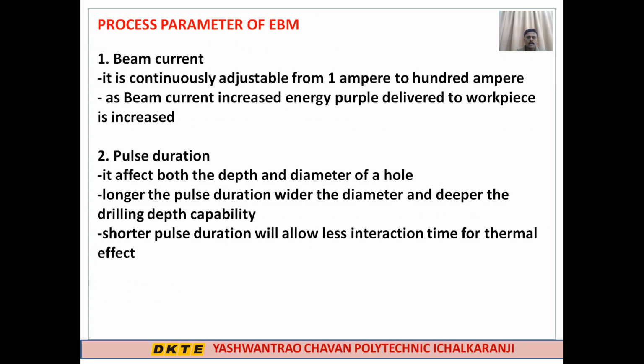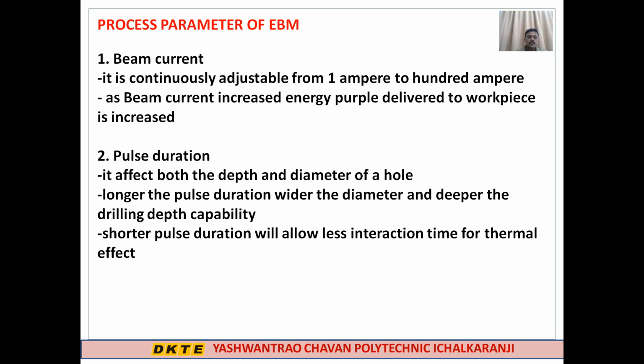Now, the process parameters of the EBM. What are the process parameters? Beam current. It is continuously adjustable from 1 ampere to 100 ampere. As the beam current increases, the energy delivered to the workpiece increases. This is so important. Now pulse duration: it affects both the depth and diameter of the hole.